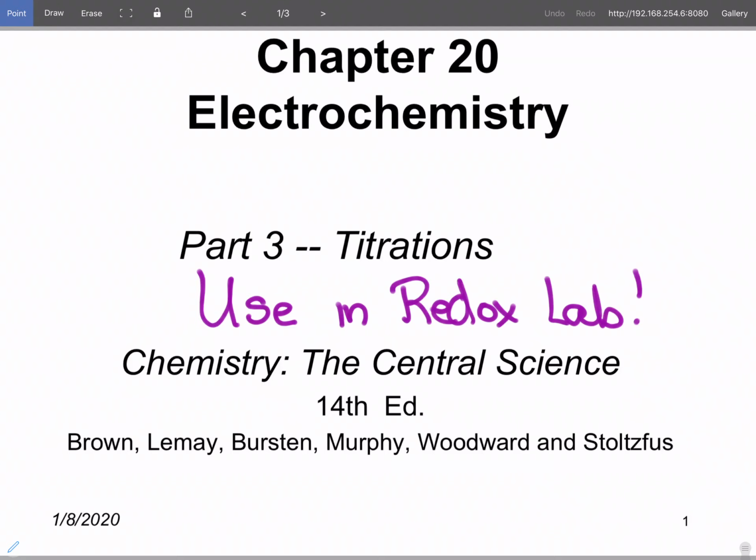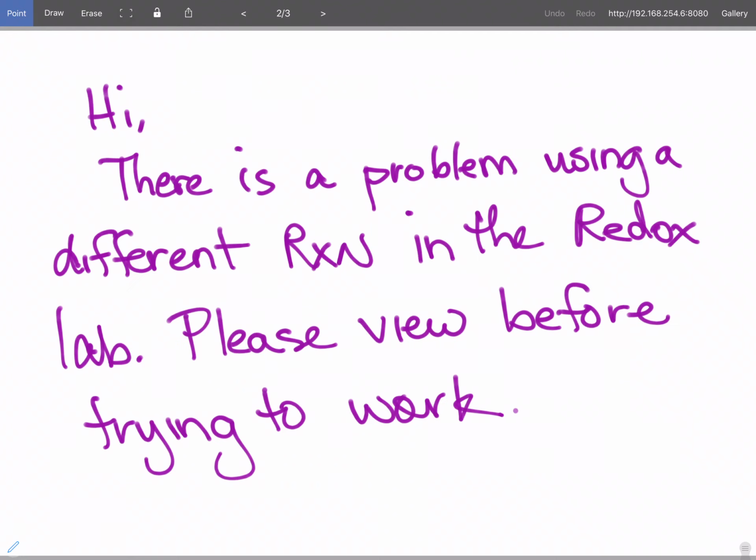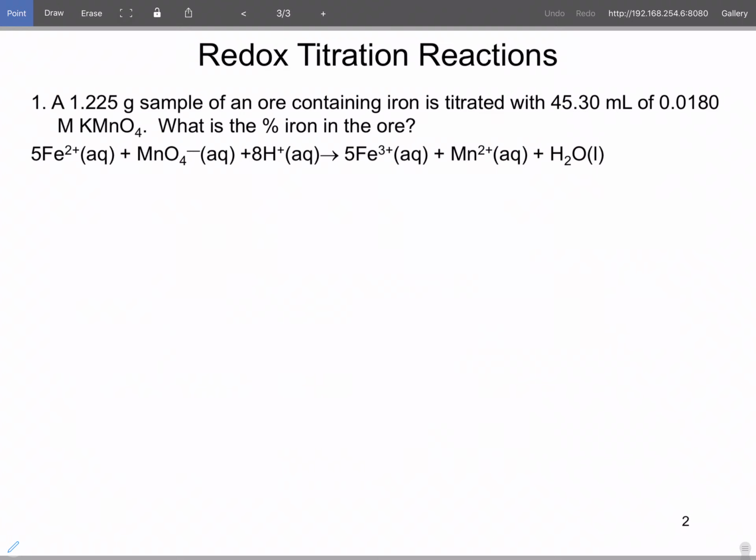The next problem is a titration problem. Now, titration problems are relatively simple. We are going to use this in the lab exercise, and you might want to view this before you get started. But basically, a redox titration operates as just a stoichiometry problem, except the equation is a redox equation. So sometimes you're asked to balance them, and sometimes you're given a balanced one. And in this case, you're given a balanced one.